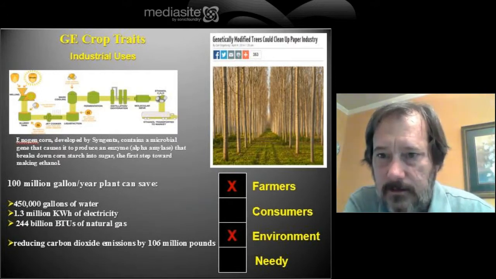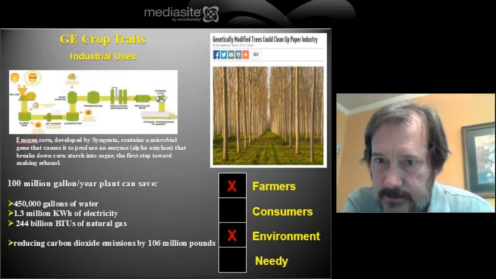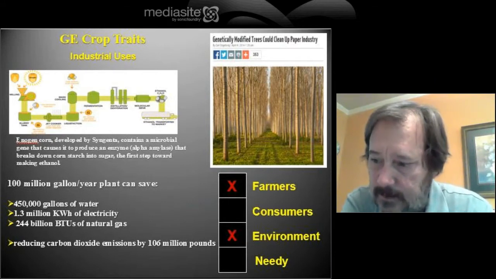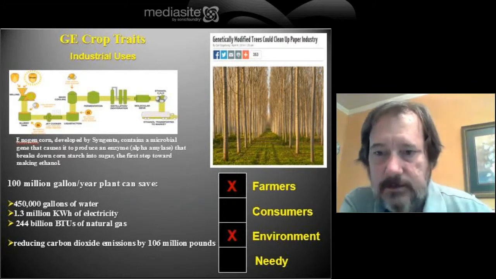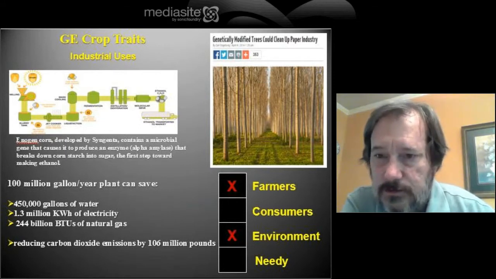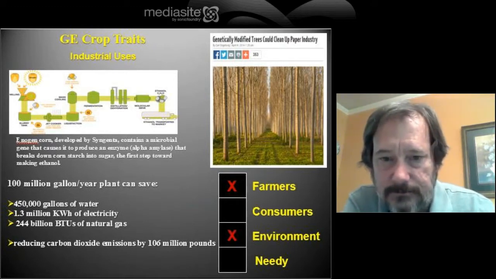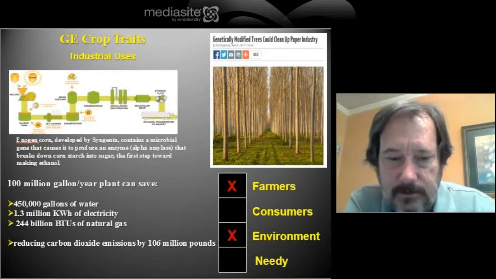On the top right is trees that have been genetically modified so that the lignin breaks down easier, so that there's not as much energy used to break down the lignin for the paper industry. So certainly that would be a plus for the environment and gives farmers another option.